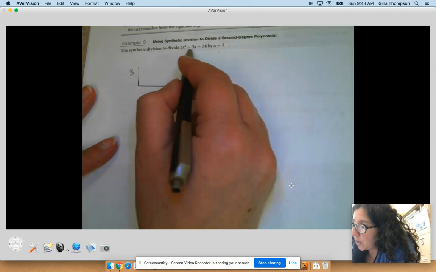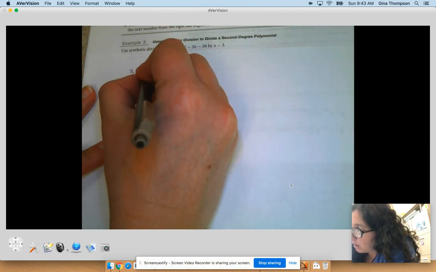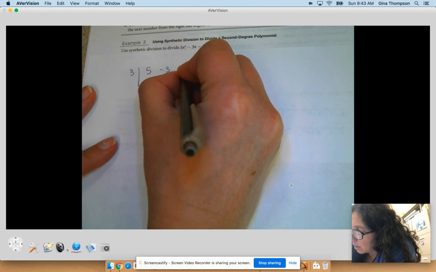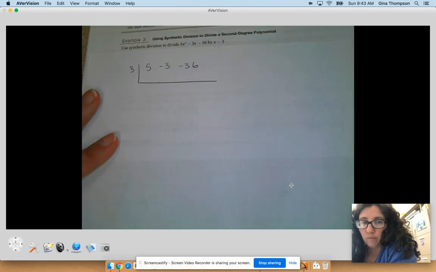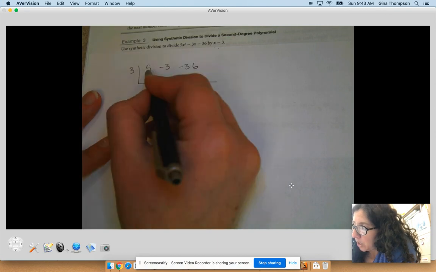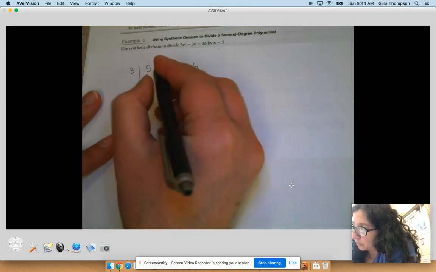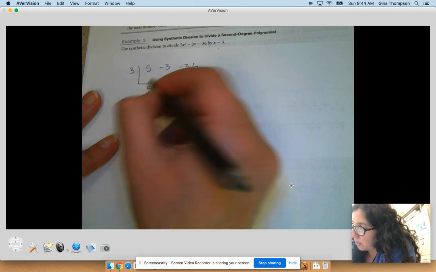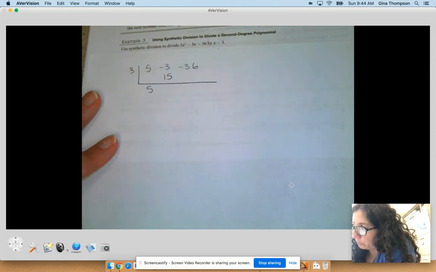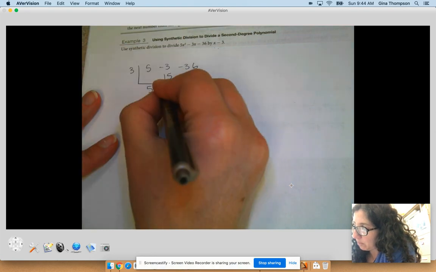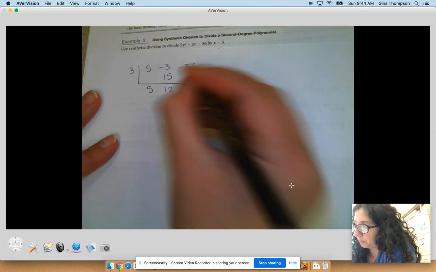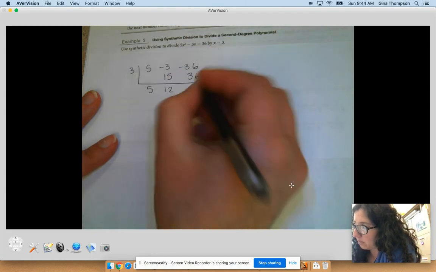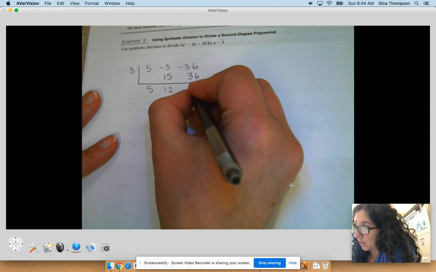Okay, and then I write the coefficients of each of these terms, 5, minus 3, and minus 36. Okay? So I bring 5 down. I multiply 3 times 5, and I get 15. I add these. Minus 3 plus 15 is 12. I multiply 3 times 12, and I get 36, and I get 0 remainder.